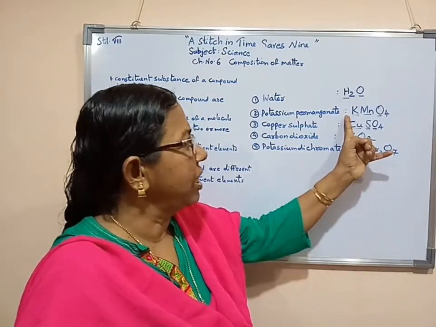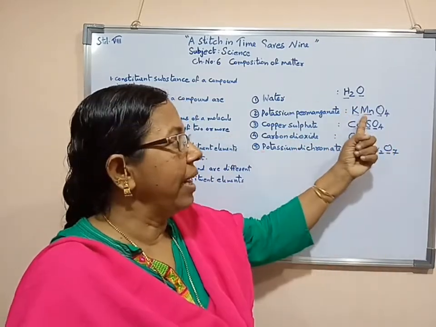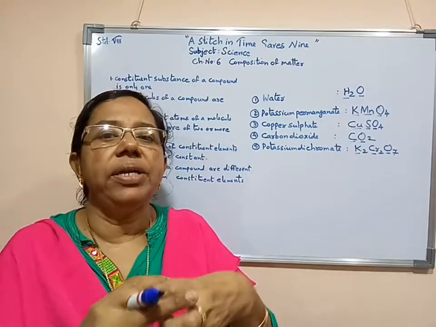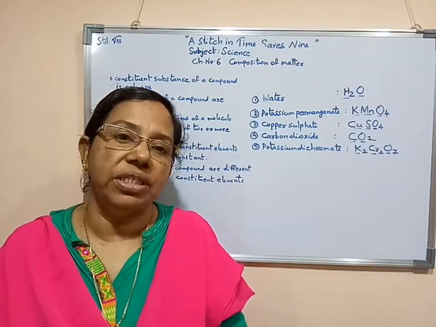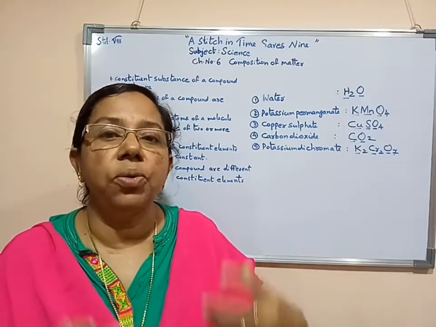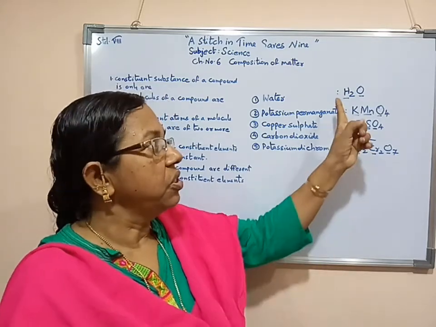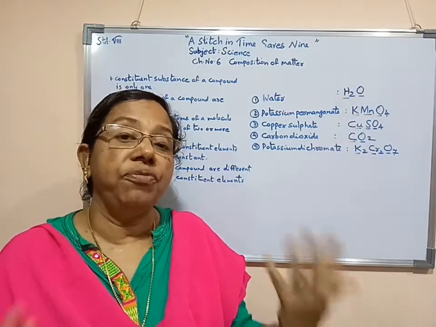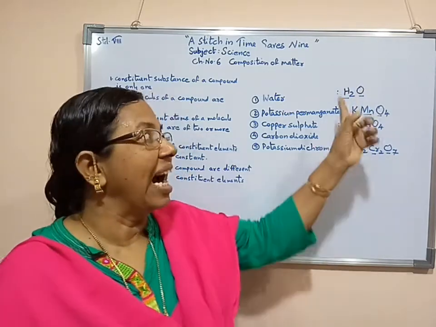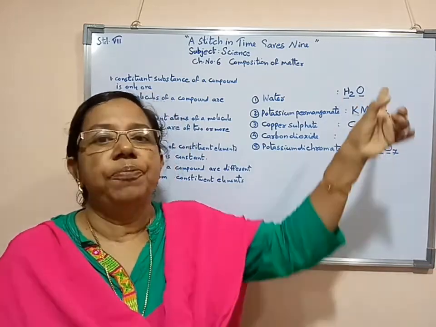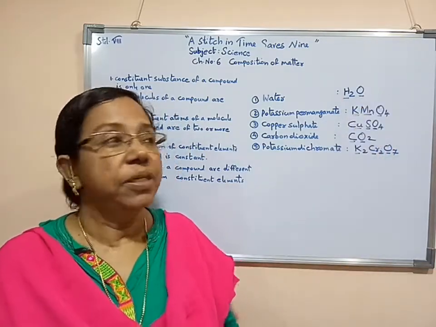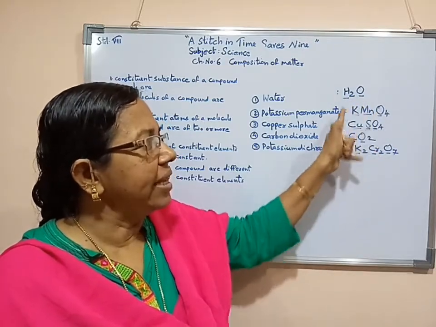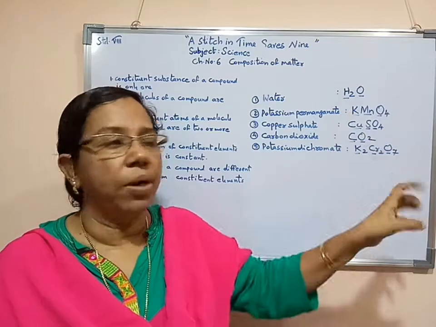So here potassium is from a different element, manganese from another element, oxygen from another element. They all join together, and a particular molecule of a compound is forming. So H2O: hydrogen is there as well as oxygen. Both of them are different elements, atoms. They join together, and a molecule of water is formed. Similarly, all these compounds, we can say, are molecules of a compound.